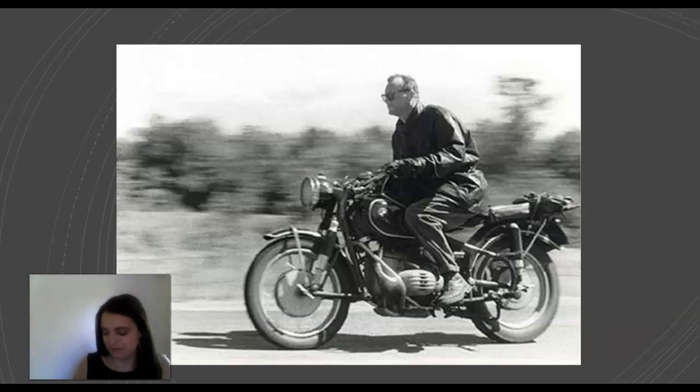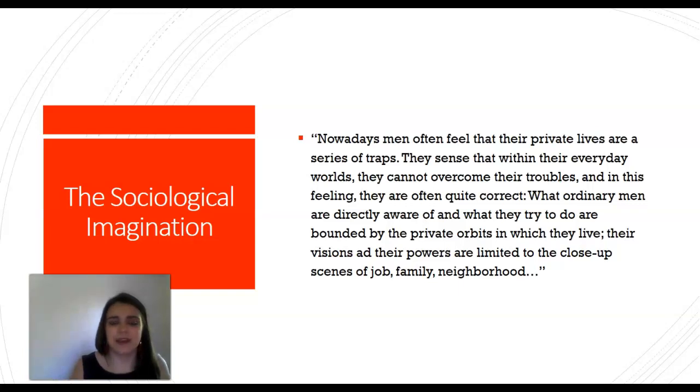Okay, so I have these series of quotes. I'm just going to read them. I encourage you to pause the video and reread them for yourself and try and pull out things that seem meaningful to you here. So this quote from the book The Sociological Imagination says, "Nowadays, men often feel that their private lives are a series of traps. They sense that within their everyday worlds, they cannot overcome their troubles, and in this feeling, they are often quite correct. What ordinary men are directly aware of and what they try to do are bounded by the private orbits in which they live. Their visions and their powers are limited to the close-up scenes of job, family, neighborhood."